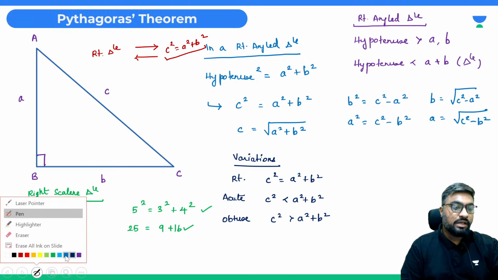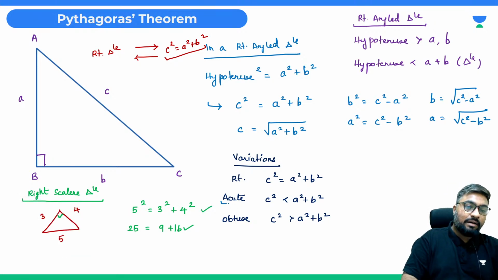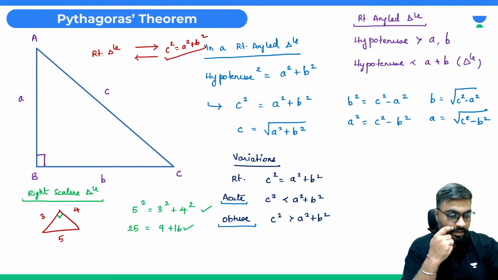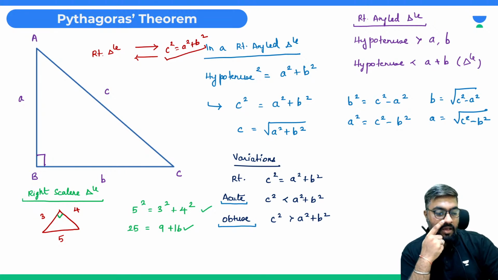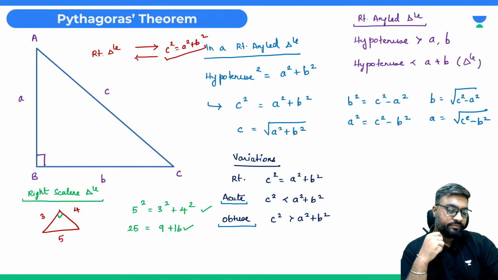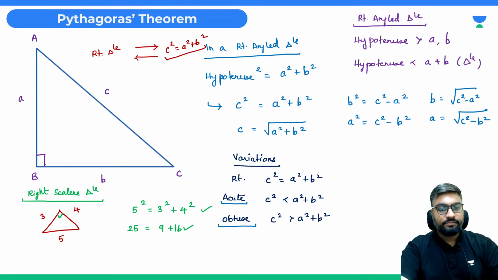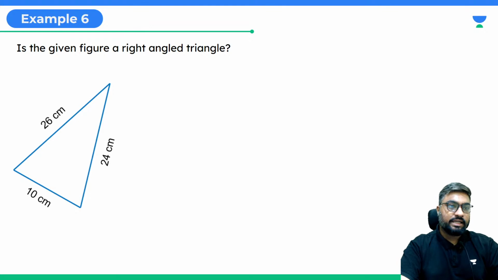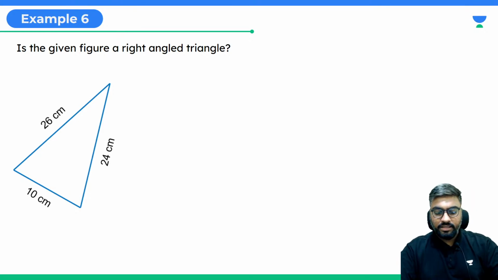समझ में आया? अगर एंगल 90 से कम है then it will be less. अगर एंगल 90 से ज्यादा है then it will be more. Clear? Got it, guys? Okay, चलिए, look at this question, quickly try this.